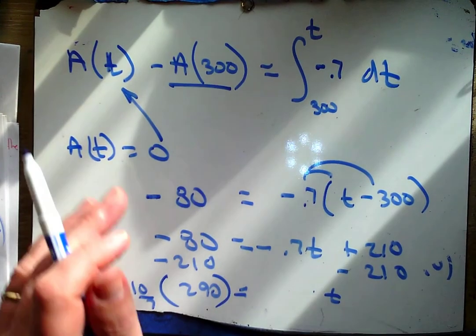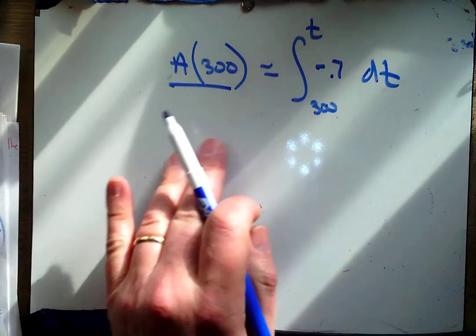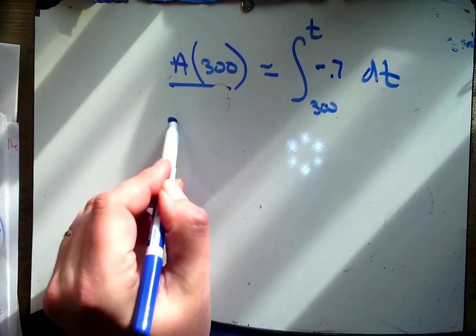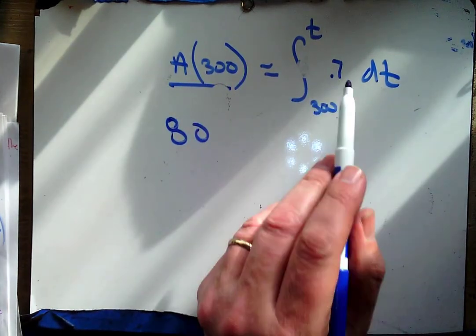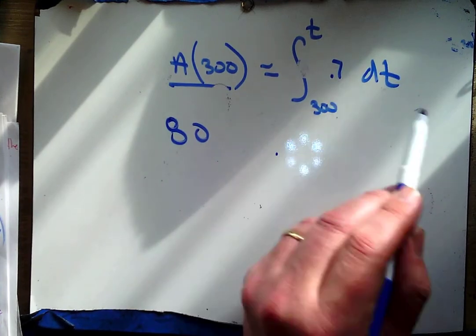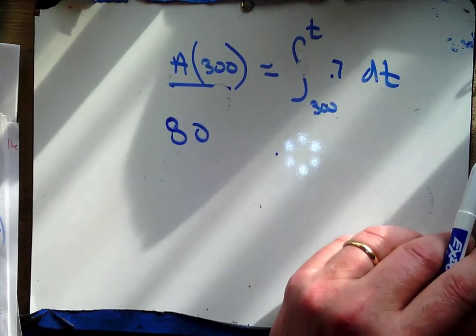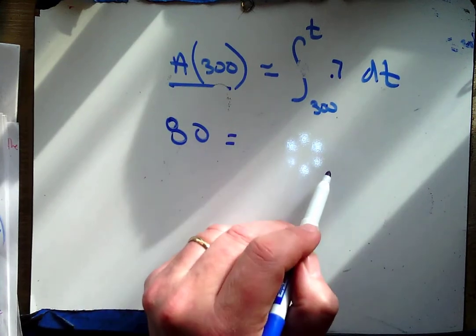Okay? I mean, another way to think about this is, you know that at time equal to 300, there are these 80 people in line. And you know that you're having people get onto the escalator at 0.7 people per second. Well, how long is it going to take us to go through all 80 of those people?